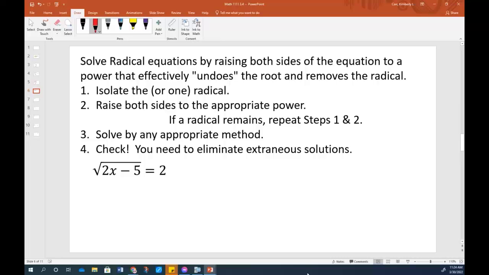Okay? Now you don't want to do that until you get a radical by itself. Most of the time there's only going to be one radical, but there could be two radicals in your equation, at which point you can only get one of them by itself at a time. Then we're going to raise both sides to the power that gets rid of the radical. If you do happen to still have a radical in there, then you would repeat that process. Then once that radical's gone, we solve by any appropriate method.